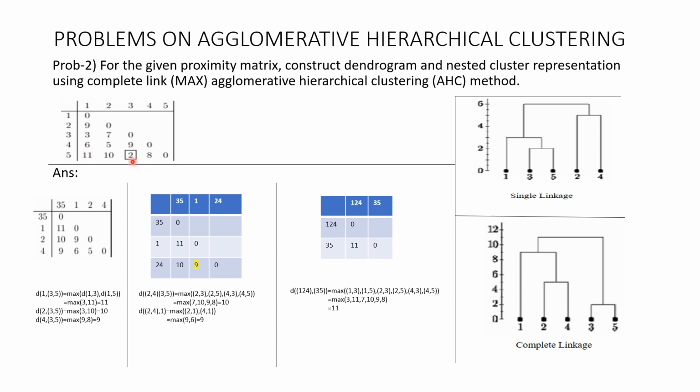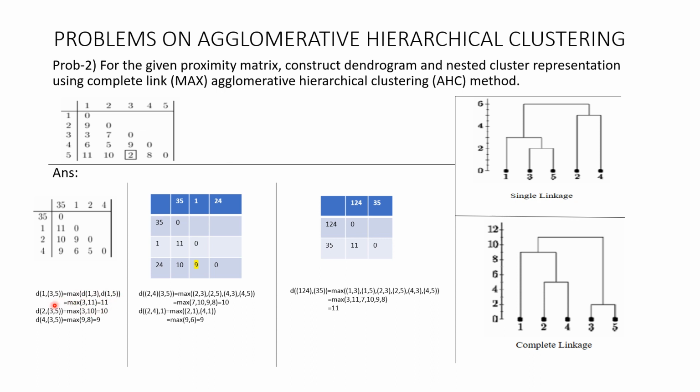So again, you start with the smallest distance here. The smallest distance is 2, so you merge the points 3 and 5. That's what is done in the first step. Now you calculate the distance from 1 to 3 and 5: the maximum of 1 to 3 and 1 to 5. What is the distance from 1 to 3, or 3 to 1? It is 3. And 1 to 5? What is the distance from 5 to 1? 11. So between 3 and 11, you have to take the maximum.